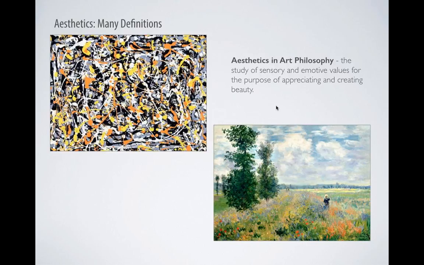Both of the paintings that I have on the screen right now are considered classic works of art. One is a Jackson Pollock painting in the upper left and a Monet painting in the lower right. Very different styles, but both are appreciated in different art circles. And so obviously there's some individual preferences and individual tastes involved.